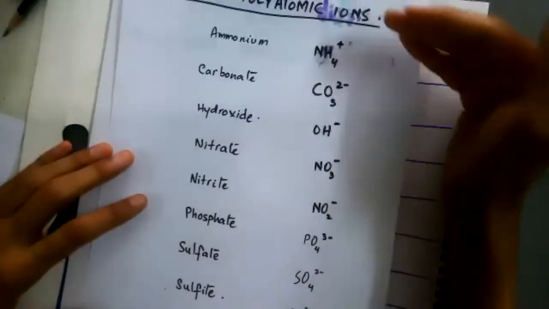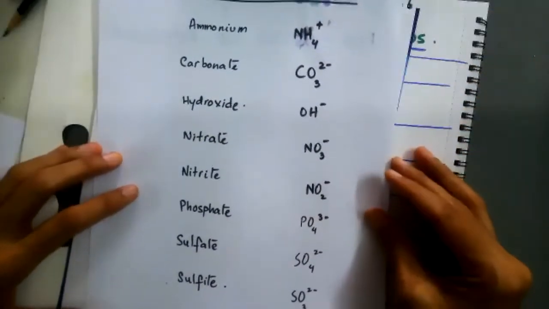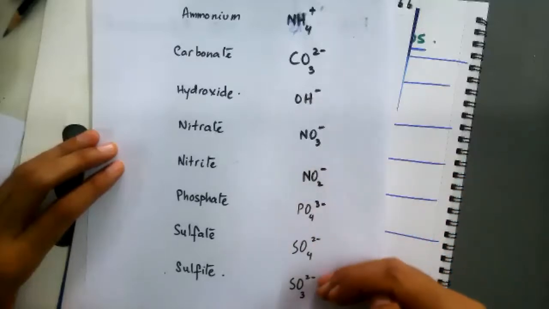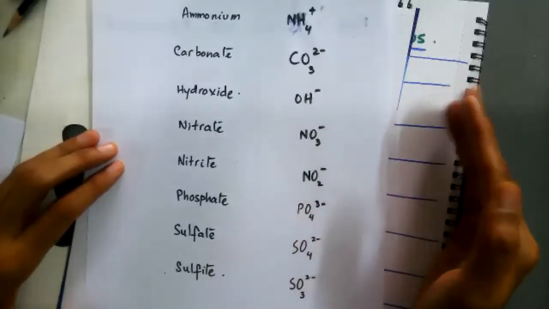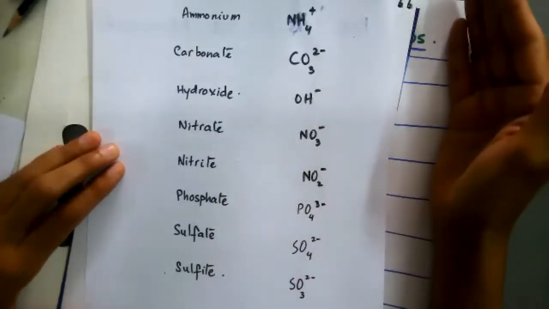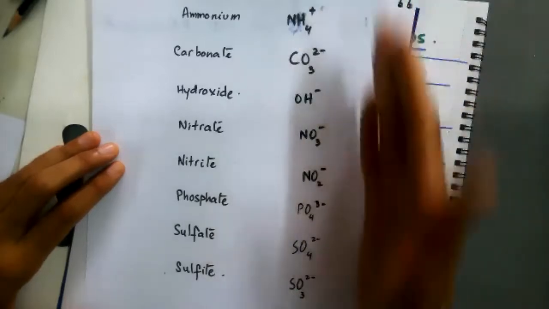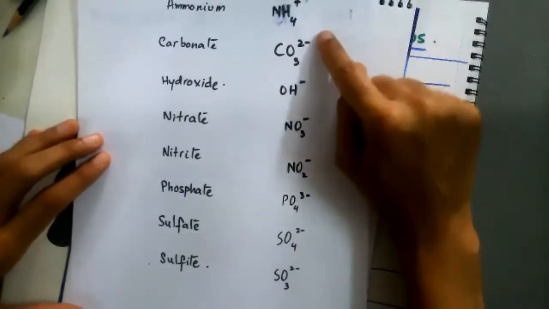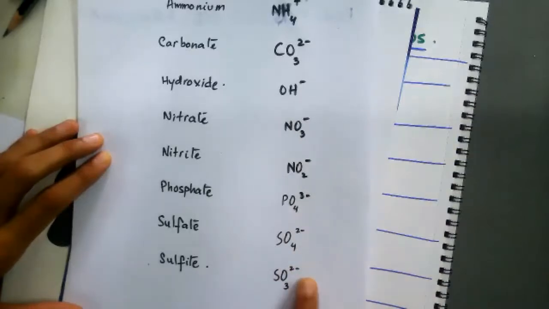This is a list of the polyatomic ions that you will come across. These are simple polyatomic ions that you will come across in ordinary chemistry. Now, there are a lot of other polyatomic ions, but these are enough for you at this level. Can you see that all of them have a negative charge? And can you see that they are made up of multiple atoms? For example, sulfate.